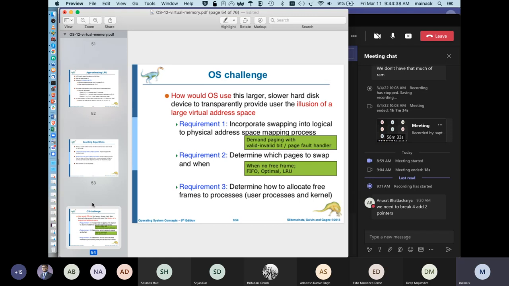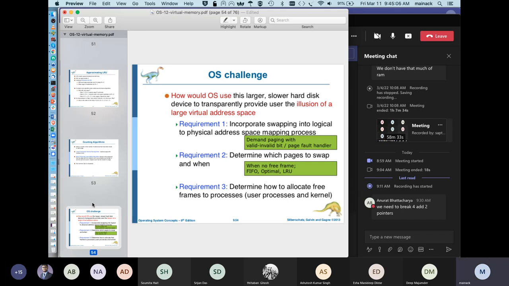We also talked about approximating this LRU using the reference bits. Reference bits are just bits which tell whether the page was referred to recently: 0 not referred, 1 referred. Now the final operating system challenge is how to allocate free frames to processes, both user processes and kernel processes.